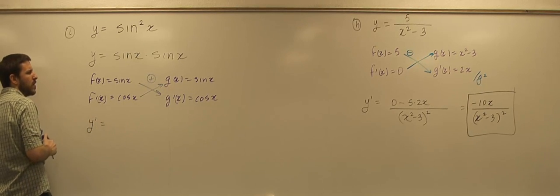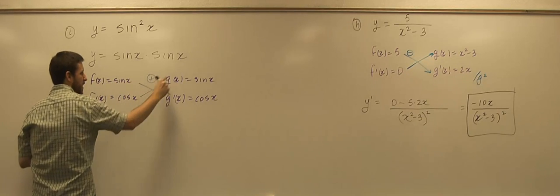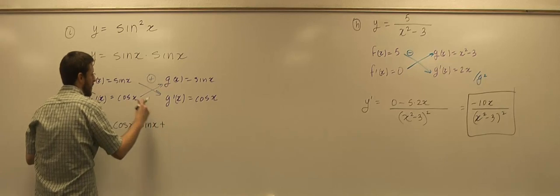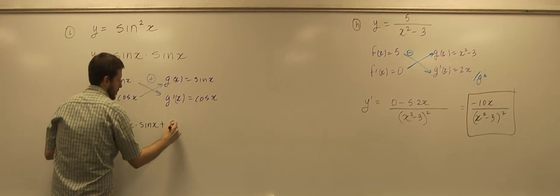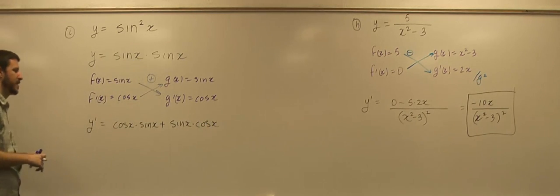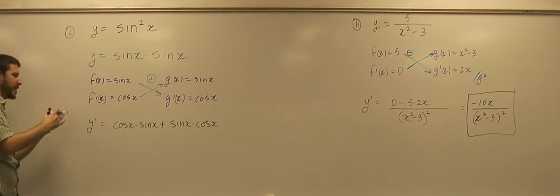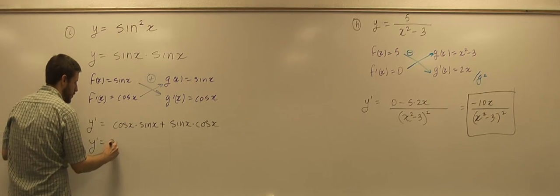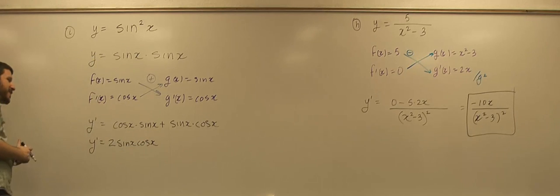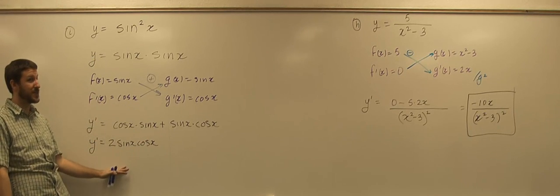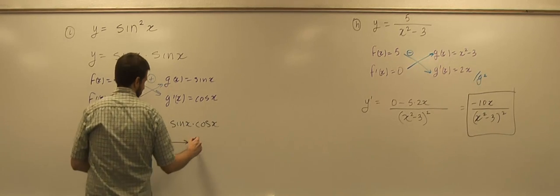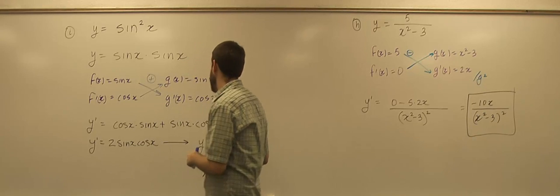Y prime would equal cosine times sine, cos x times sine x, plus sine times cosine. But these are the same thing, so you can add these together. Y prime equals 2 sine x cos x. And if you're a super trig student, which I know you all are, you'll recognize this as a formula from trig.